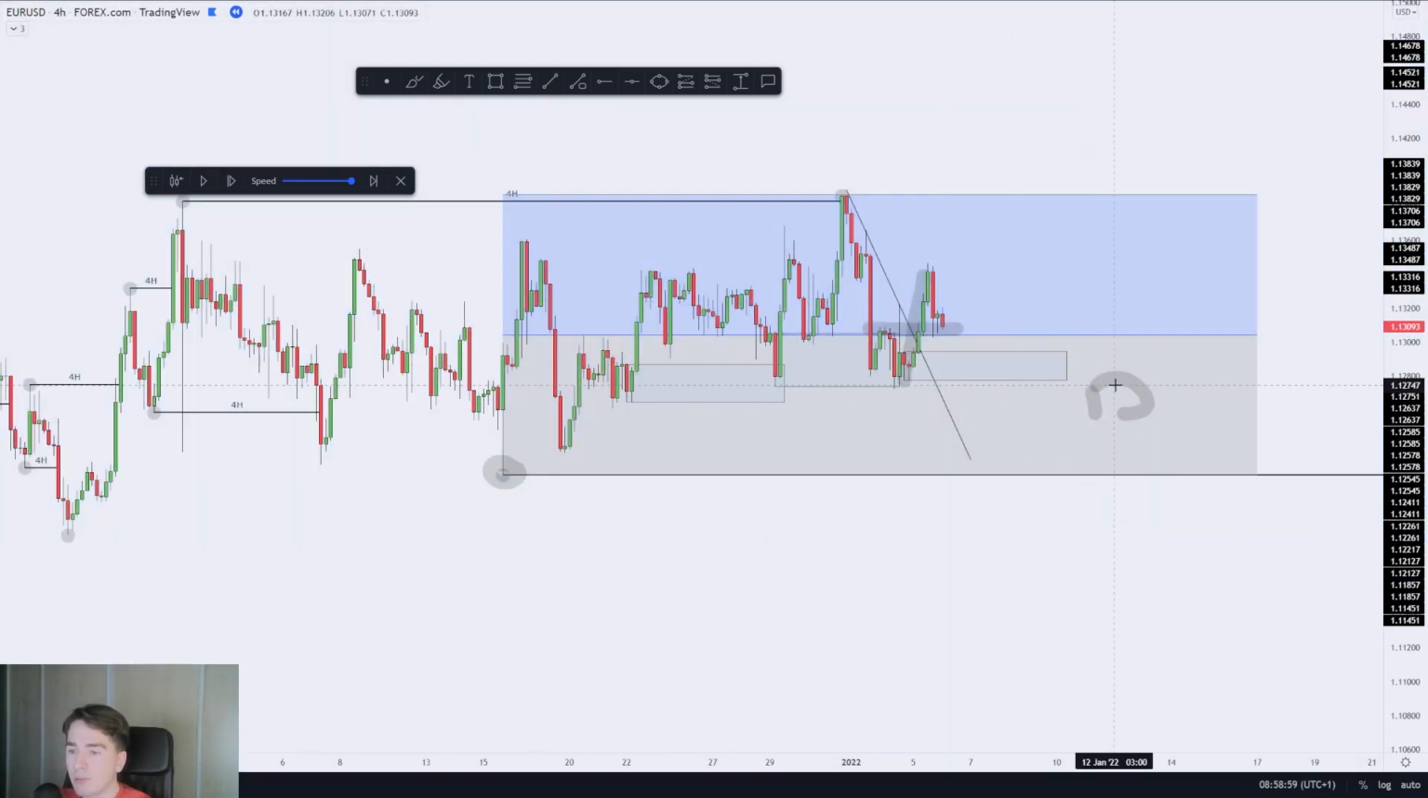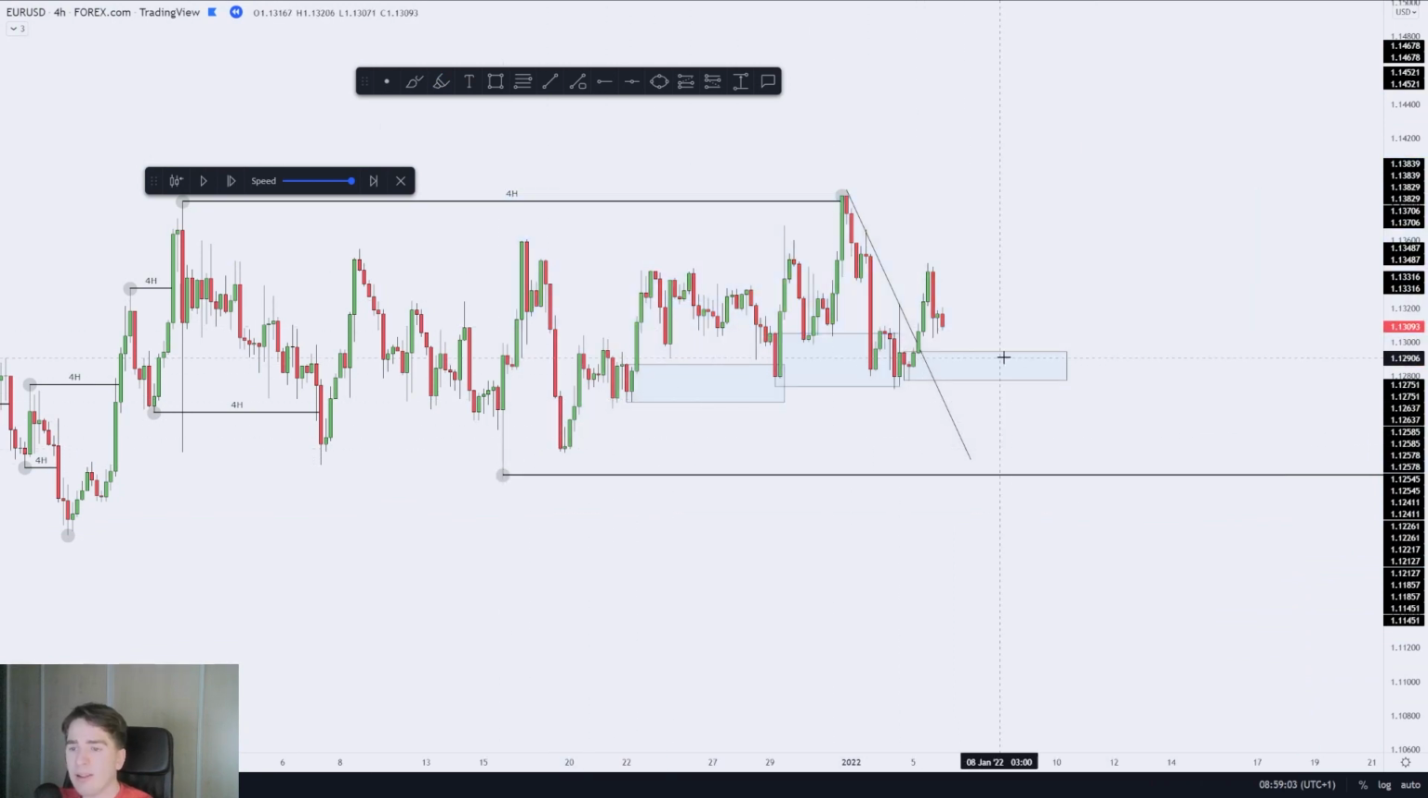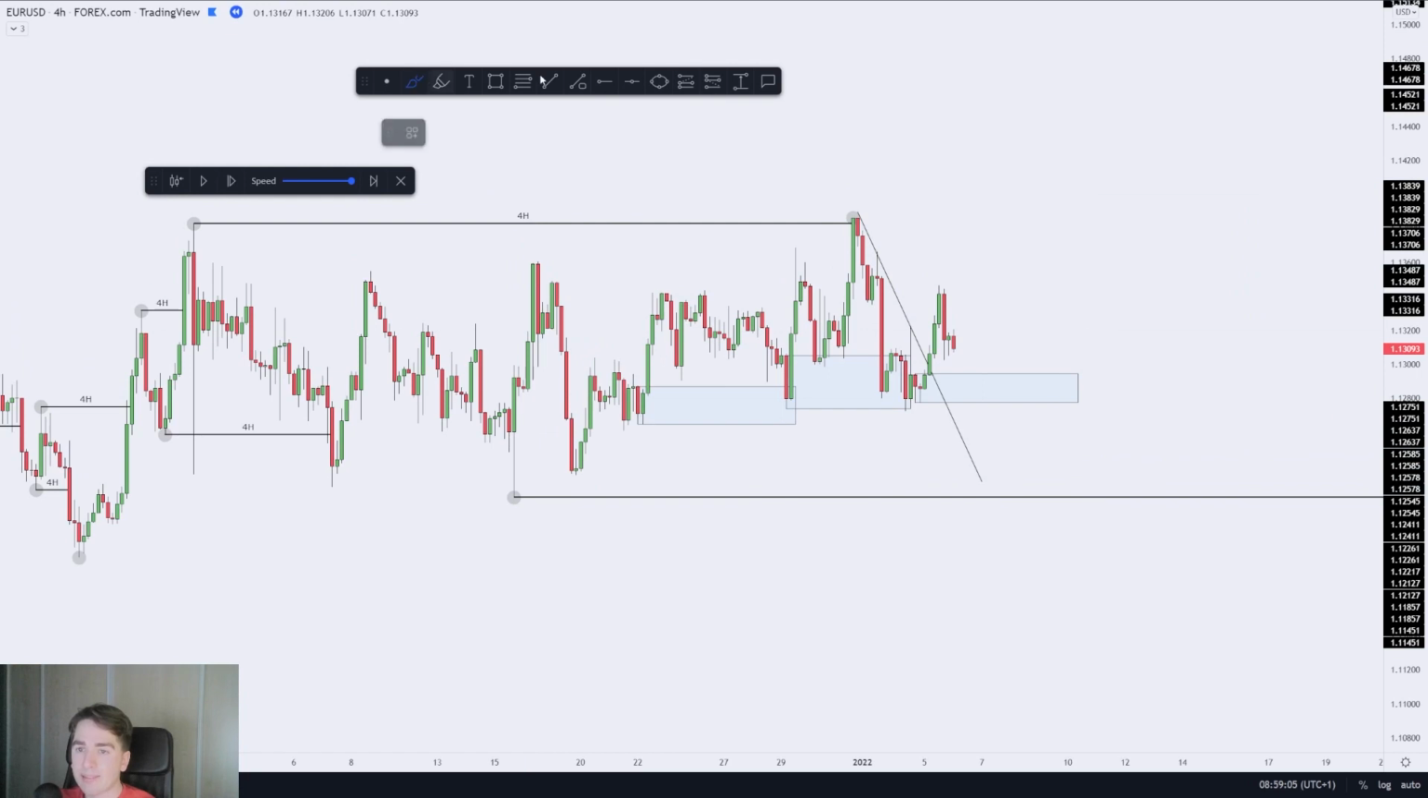So going back in towards the 4-hour, what we could very clearly see was that we got that nice pullback back downwards. Let me just clean up the chart a little bit. We were getting a nice pullback back downwards in towards this area of demand, which essentially caused this internal break of structure. So this now becomes supply.